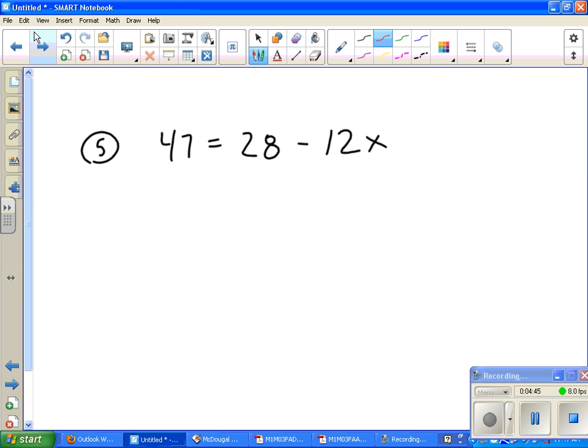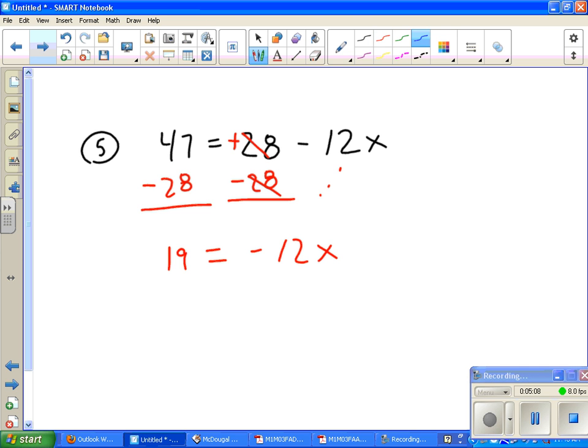Number 5, 47 equals 28 minus 12x. This is positive 28, which means plus 28. In order to undo that, do the inverse, you subtract 28. It'll cancel out. You subtract 28 on the right, subtract 28 on the left, 47 minus 28 gives you 19 equals what's left over here, negative 12x, or negative 12 times x.